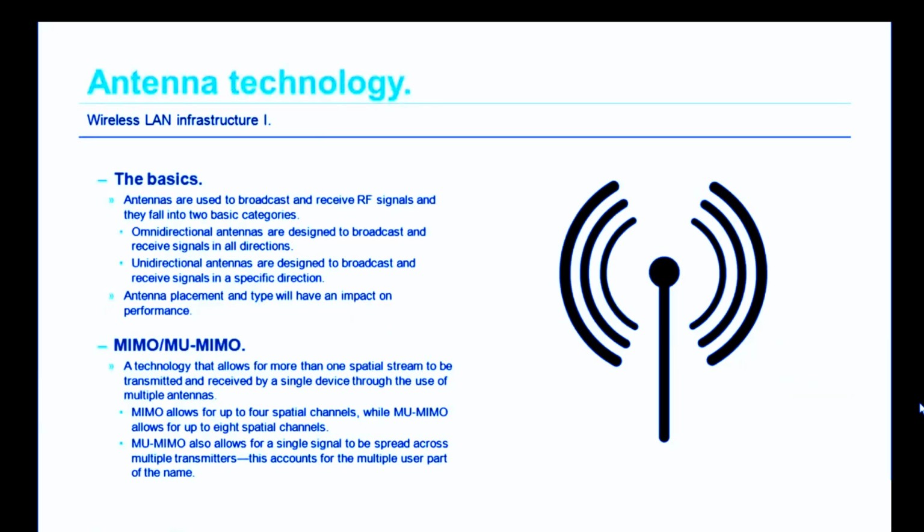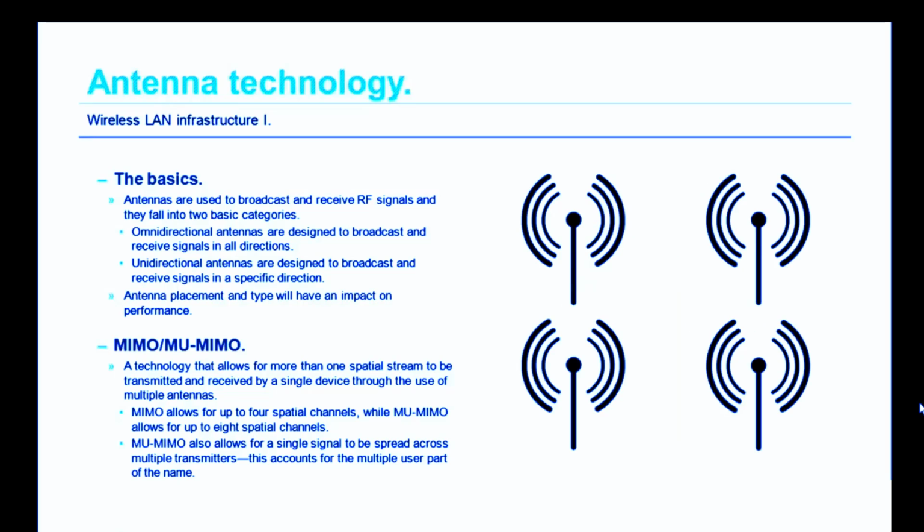First up, the basics. Antennas are used to broadcast and receive radio frequency signals, and they fall into two basic categories. There are omnidirectional antennas, which are designed to broadcast and receive signals in all directions. Then there are unidirectional antennas, which are designed to broadcast and receive signals in a specific direction. Antenna placement and type of antenna will have an impact on wireless local area network performance.